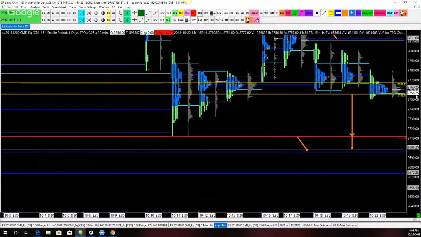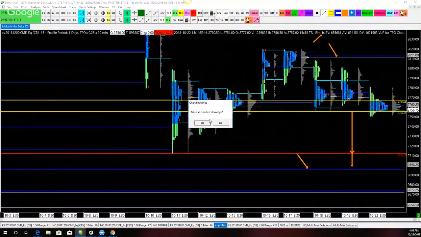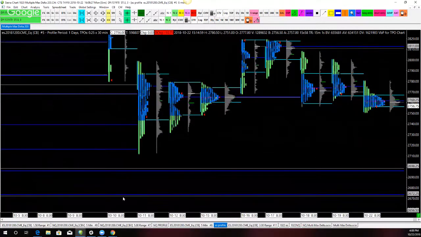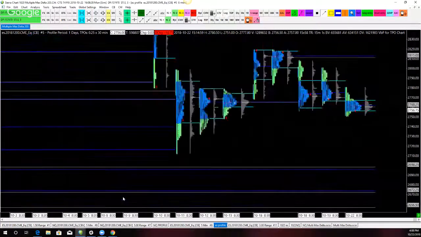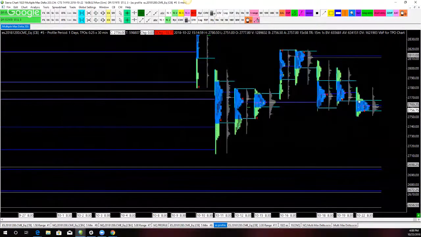There we go. So now this is all fresh and new. I can hit the line I wanted to hit. The number one thing that I look at: we had a balanced day. I'm going to define balanced day for you. We weren't able to make any progress up or down, and we closed right in the middle, hence balance. And on balanced days, you want to try to trade on the edges.